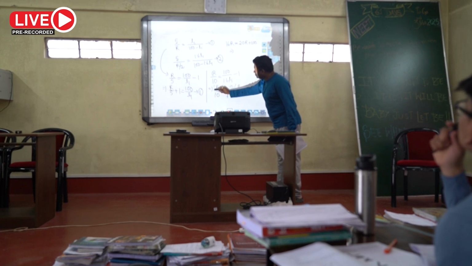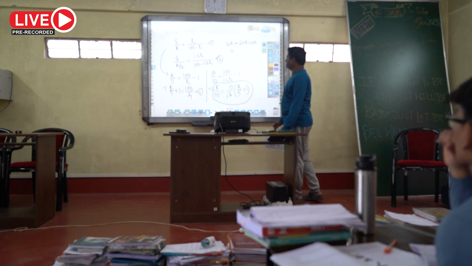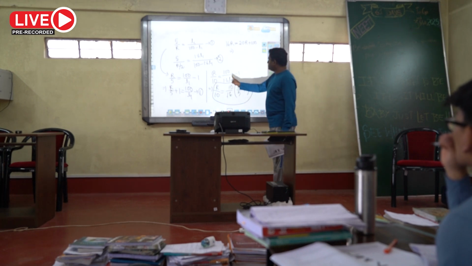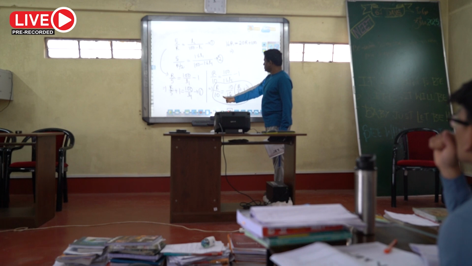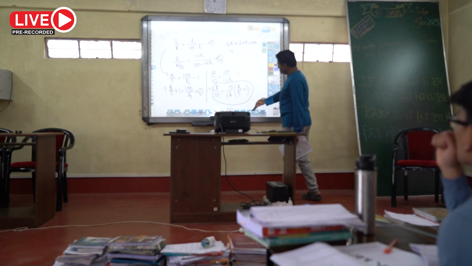See, up to this one, is it right? This one is R by 10. Oh, R by 10 plus 1.